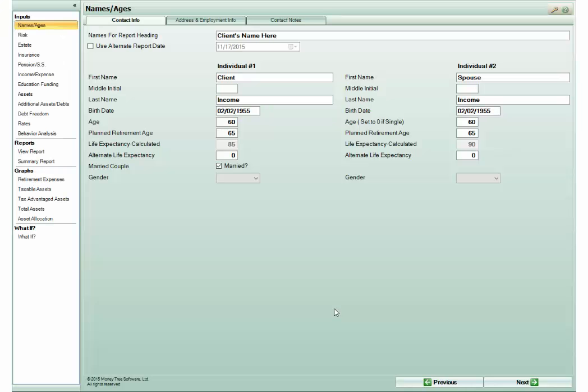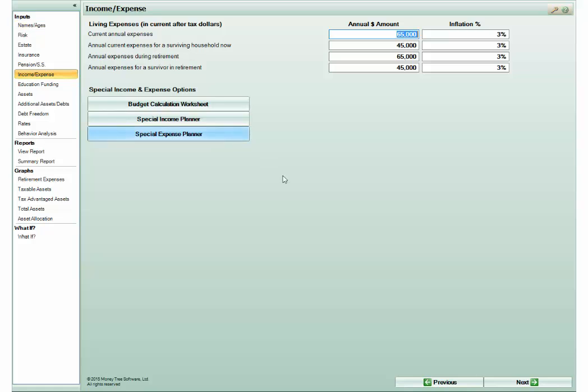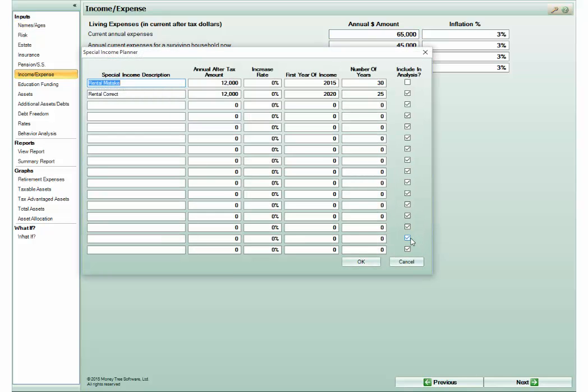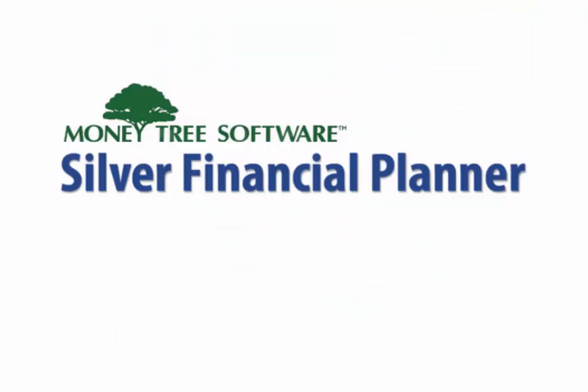I'll now briefly go over the input differences between Silver Online and the Silver Financial Planner desktop tool. In the Silver Financial Planner tool, the Special Income and Special Expense Planner are both inside the Income and Expense area here. This concludes our video on the Special Income and Special Expense Planner.